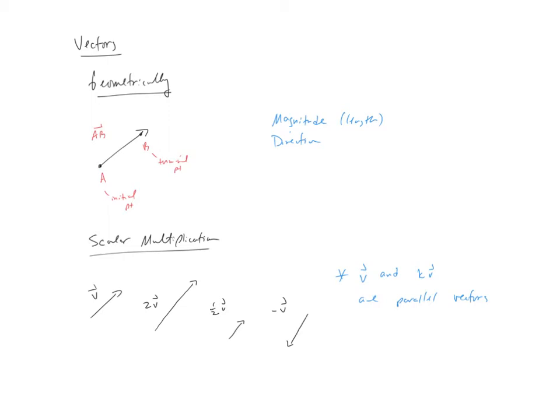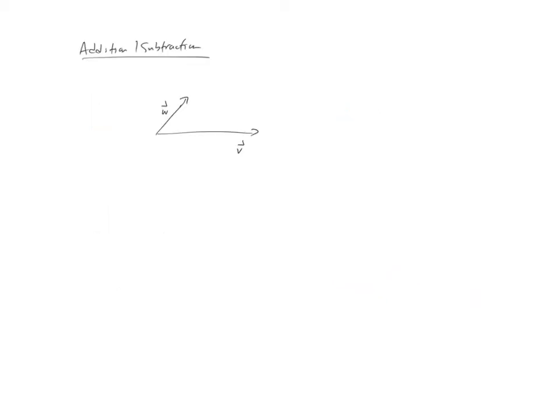I'll go ahead and clear the screen. We'll talk about addition and subtraction. All right, so addition and subtraction of vectors geometrically. What I have up on the screen are 2 vectors, vector v and vector w. I've got the initial points of v and w connecting right here, and you can see they're obviously pointing away from each other. We're going to add and subtract these vectors using what's called the parallelogram law.